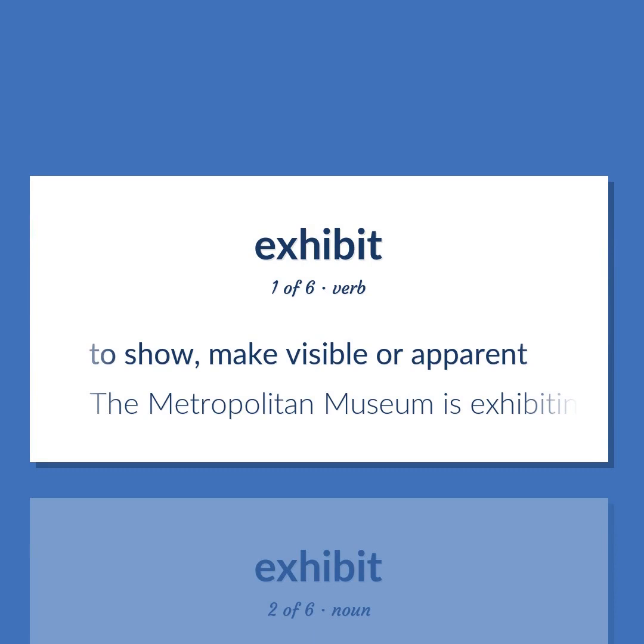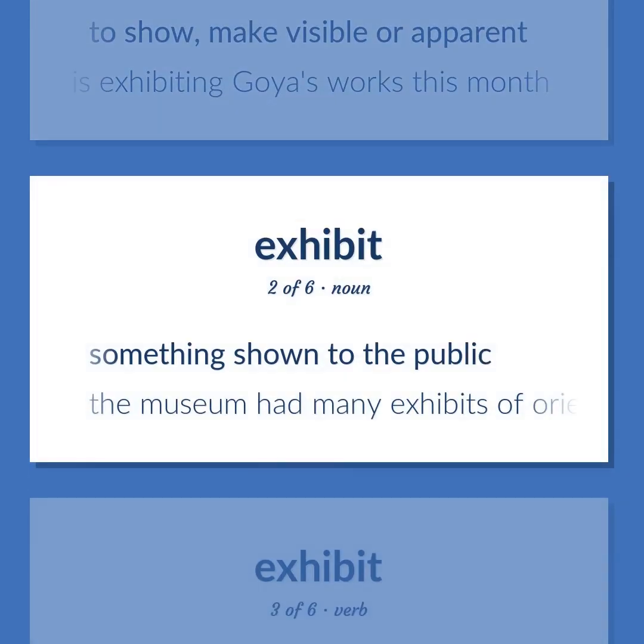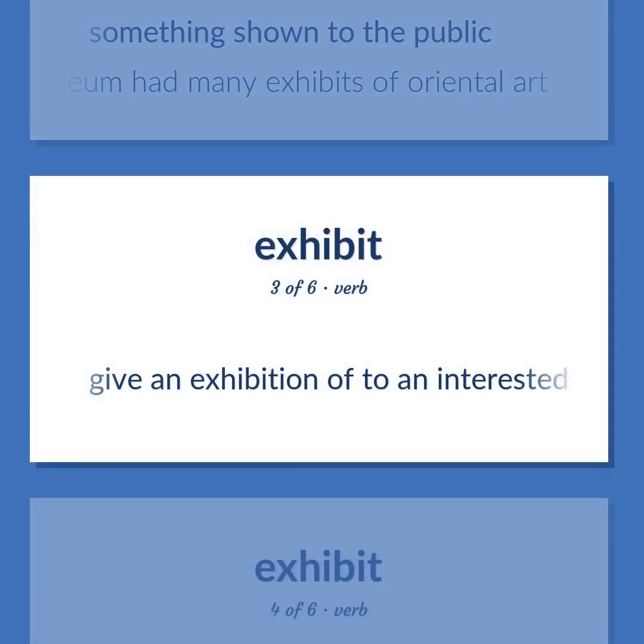To show, make visible or apparent. The Metropolitan Museum is exhibiting Goya's works this month. Something shown to the public. The museum had many exhibits of Oriental art. Give an exhibition of to an interested audience.